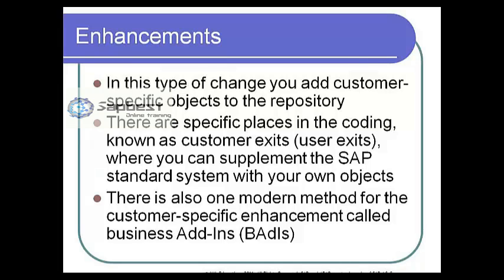Enhancements. In this type of change, you add customer-specific objects to the repository. There are specific places in the coding known as customer exits. We have user exits, customer exits, BAdIs. All these are different enhancement techniques, which we'll be discussing in detail later, where you can supplement the standard SAP system with your own objects. And there's also one modern method for the customer-specific enhancements called Business Add-Ins. That's BAdIs. So we have user exits, customer exits, BAdIs, enhancement points, enhancement spots. All these are the different enhancement techniques that we use to enhance the standard SAP software.